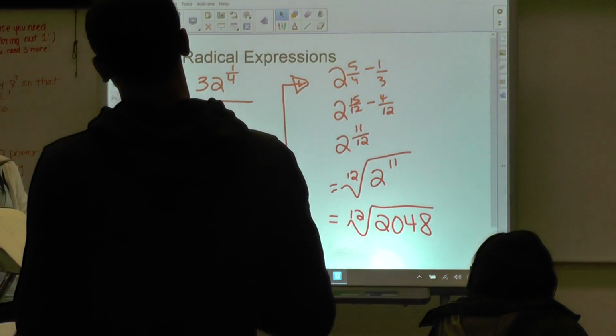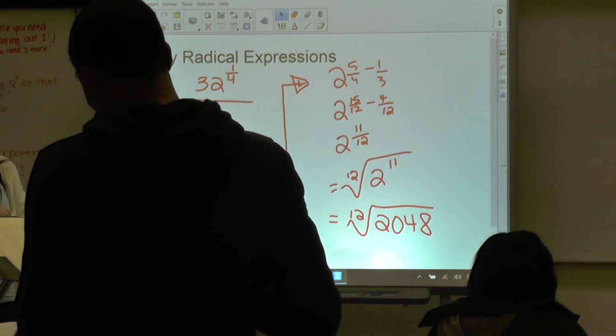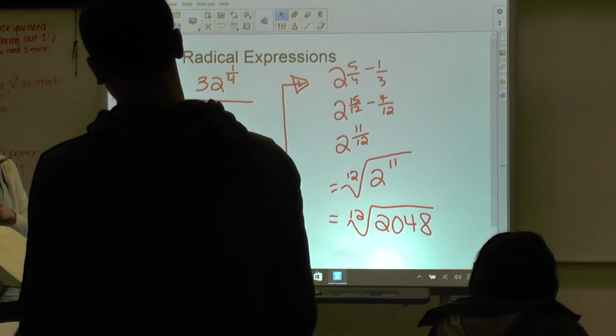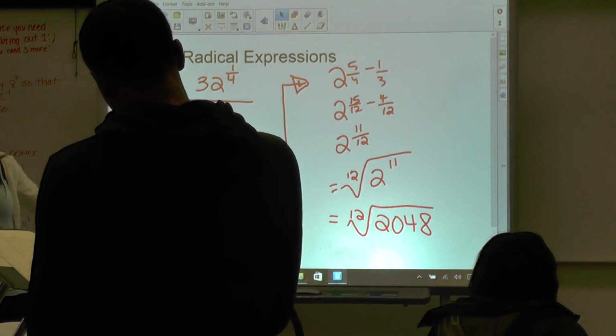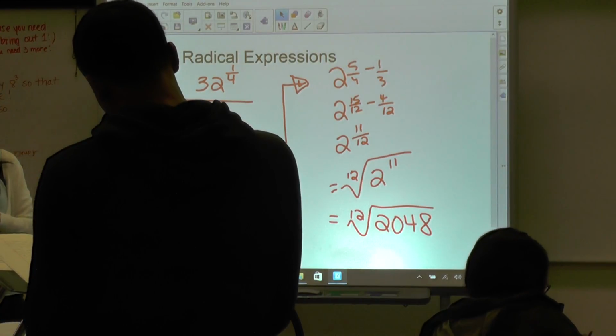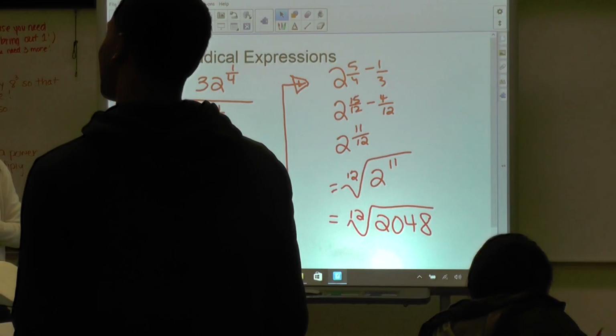Alright, 2 fifths. Where did you get 2 fifths from? Because 2 to the power 5 is 32. Because you have to have the same base in order to be able to use power rules. I thought it was 4.